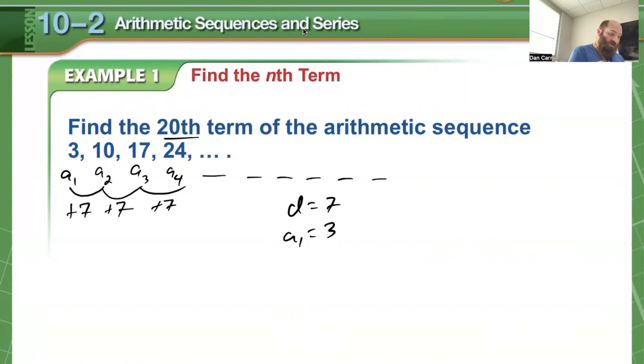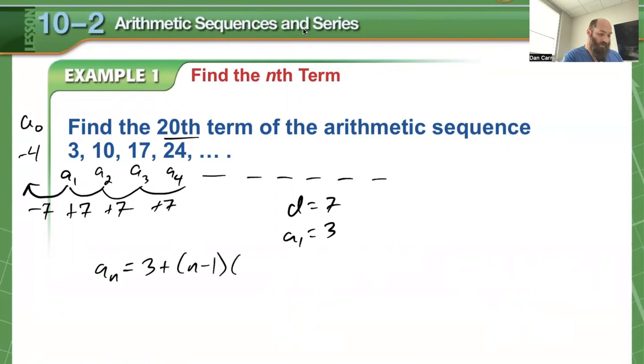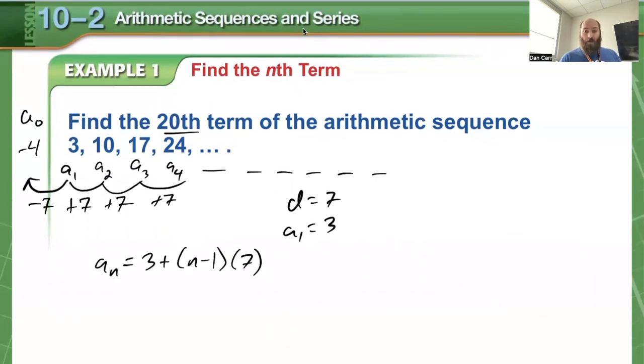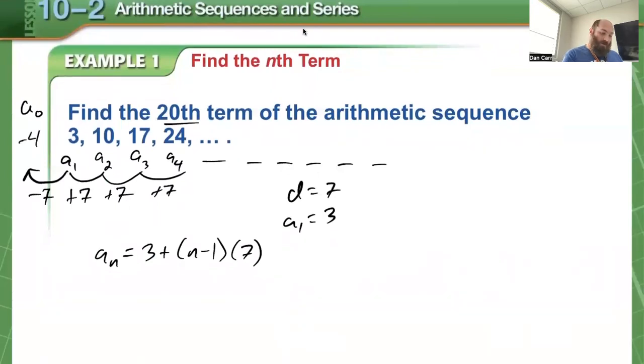If I want to do things in terms of a sub 0, I go the opposite direction and subtract 7. So 3 minus 7 gives me negative 4. That would be my a sub 0 term. It's not actually part of the sequence, but if I wanted to use it as the other potential model, I could. Based on my two pieces of information, a sub n is equal to a sub 1, which is 3, plus n minus 1 times my common difference of 7. That's my formula. If I do a sub 0, that's negative 4 plus n times 7. Just keep it in the same order.